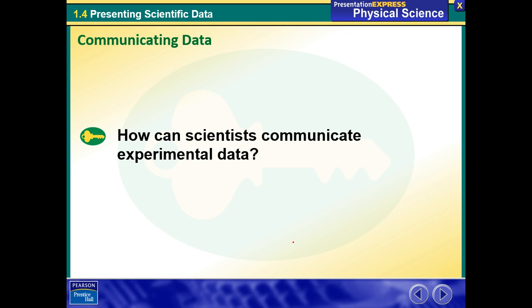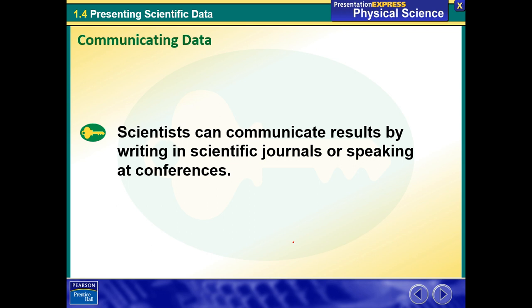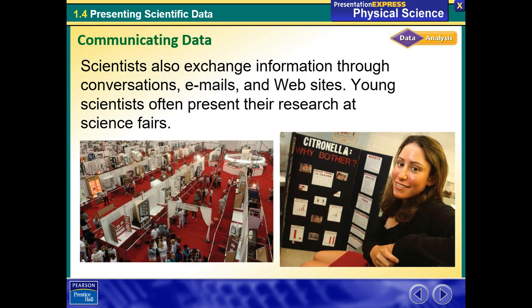Now that we've talked about how we can visualize information, let's talk about how we communicate the data once we put it into either a graph or a table. The way they do this is scientists can communicate by writing in scientific journals or speaking at conferences. Here's an example of a scientist communicating their data at something known as a science fair. Scientists can also exchange through conversations, emails, websites, or again, like the scientists here at science fairs.